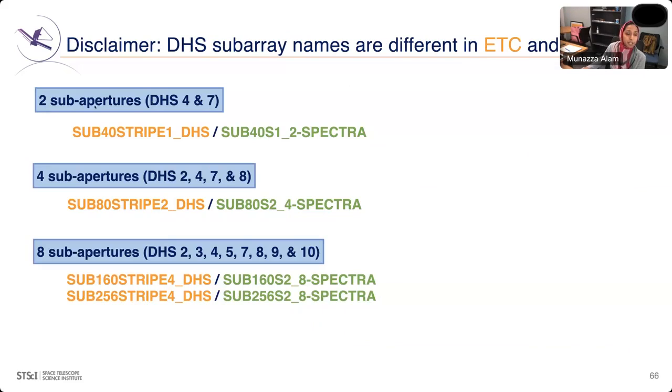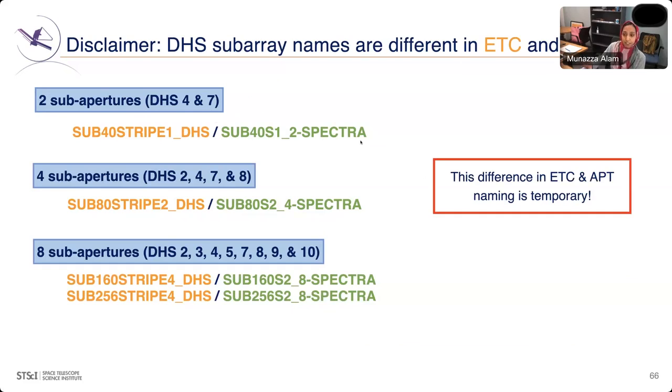So if we're picking 2 sub-apertures to read out DHS spectra 4 and 7, the names that you'll see in the ETC are shown here in orange. And this differs from the name of the subarray that you would see in APT, and those names that appear in the APT are shown in green here. This difference in the naming is temporary, but just as a heads up, the 2, 4, and 8 spectra options have these differences in the naming conventions.